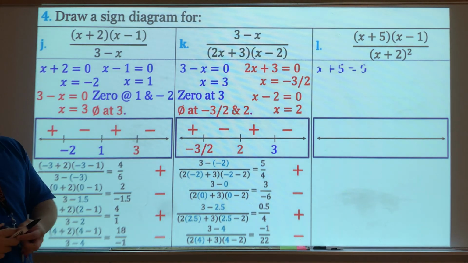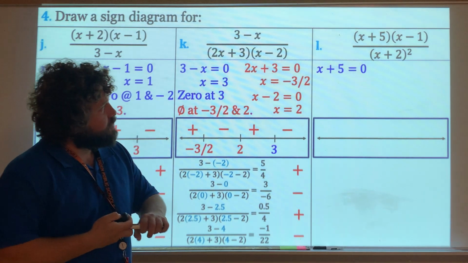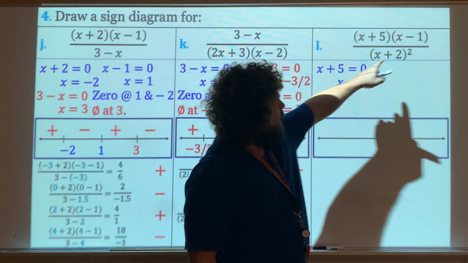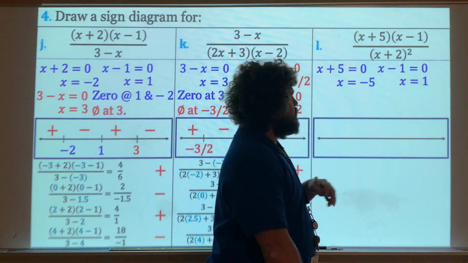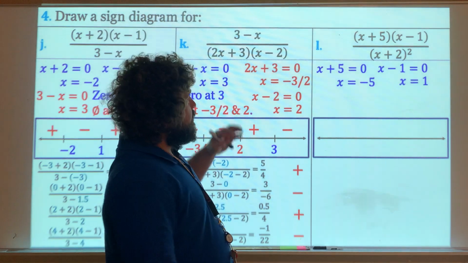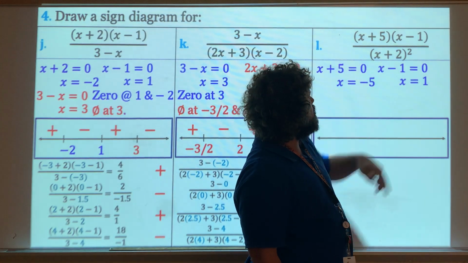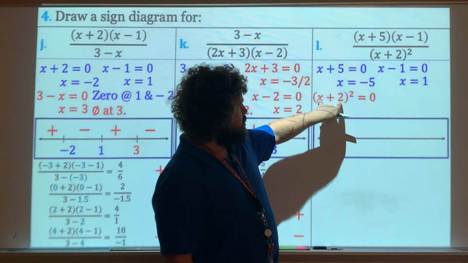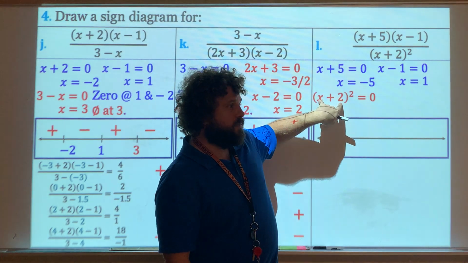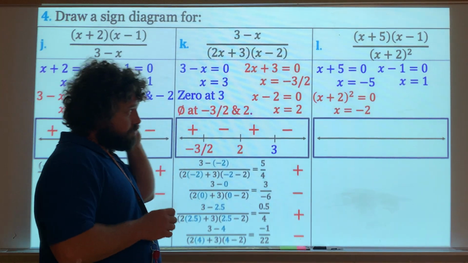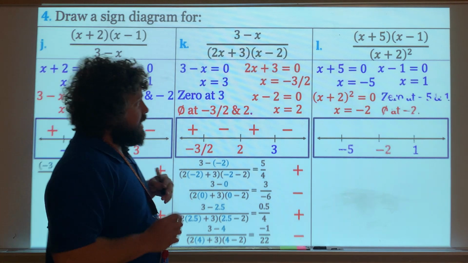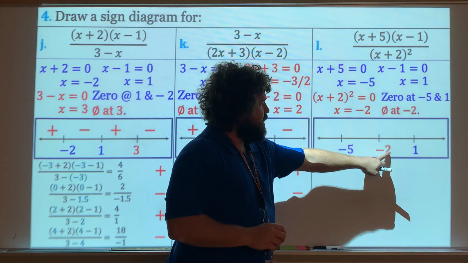All right, so set the two numerators equal to 0. X plus 5 equals 0. X equals negative 5. X minus 1 equals 0. Add 1 and x equals 1. Those are my two zeros. Find out when this is undefined. X plus 2 squared. Is that equal to 0? So when x plus 2 equals 0, you subtract 2 from both sides, x equals negative 2. So I got zeros at negative 5 and 1, and an undefined at negative 2.